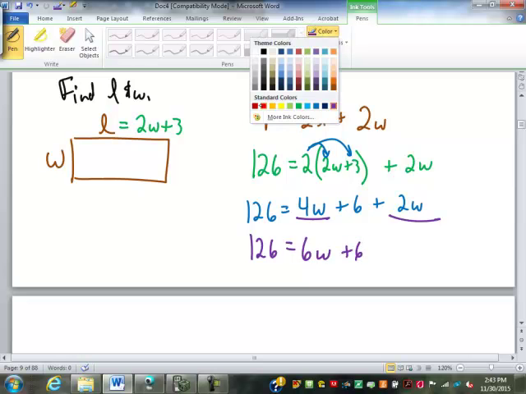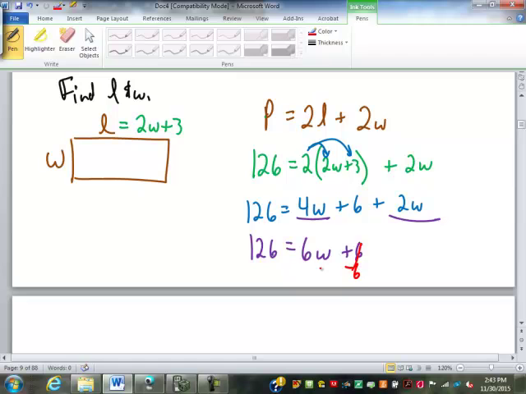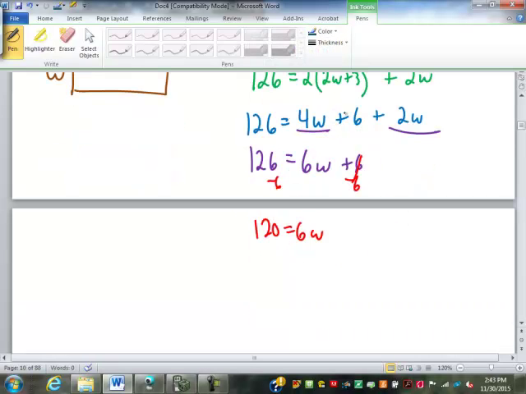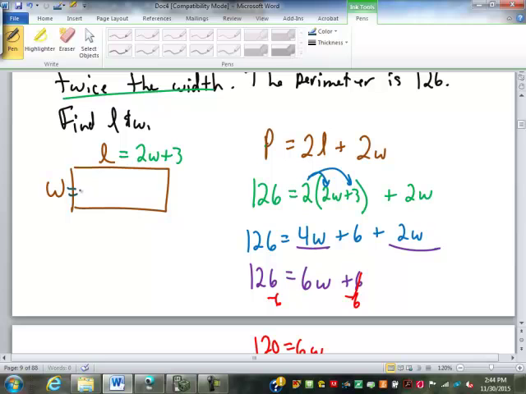And then minus 6. 120 equals 6W. And then divide by 6. Very good. 20 equals W. W equals 20. L is 2 times W plus 3, or 2 times 20 plus 3, which is 43.